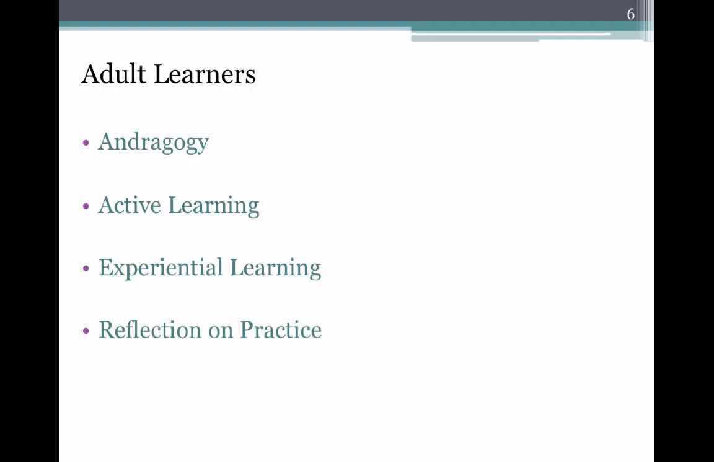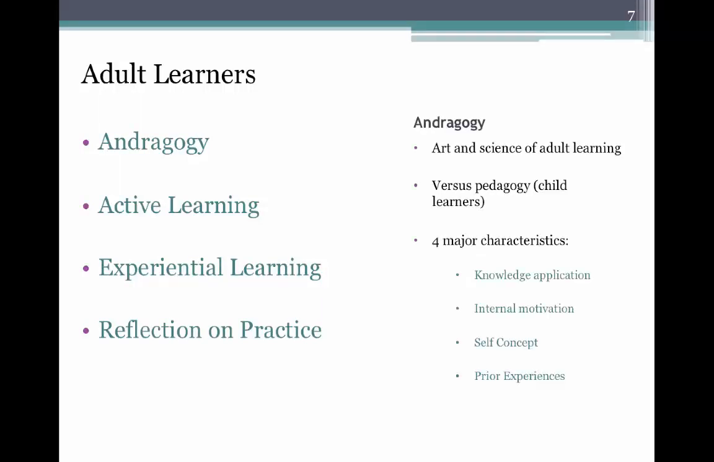Before we can talk about educational strategies, we need to discuss what makes adult learners different. By doing so, we will need to briefly touch on the science of adult learning by discussing learning theories. We will discuss andragogy and how this relates to active and experiential learning, as well as reflection on practice. Andragogy is the art and science of adult learning.